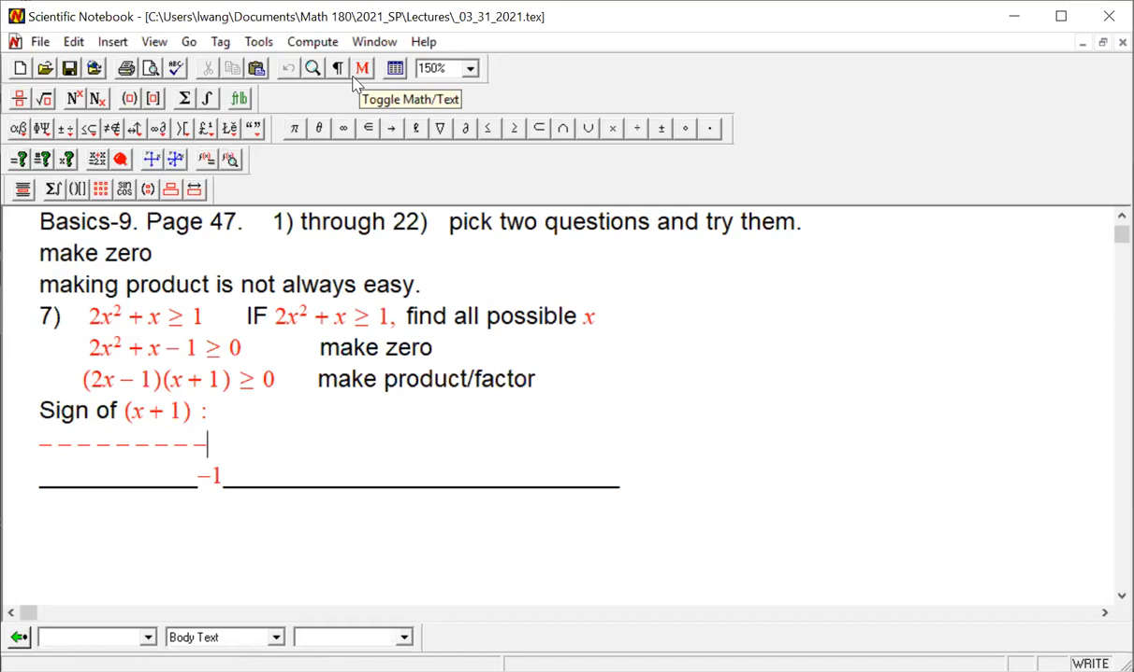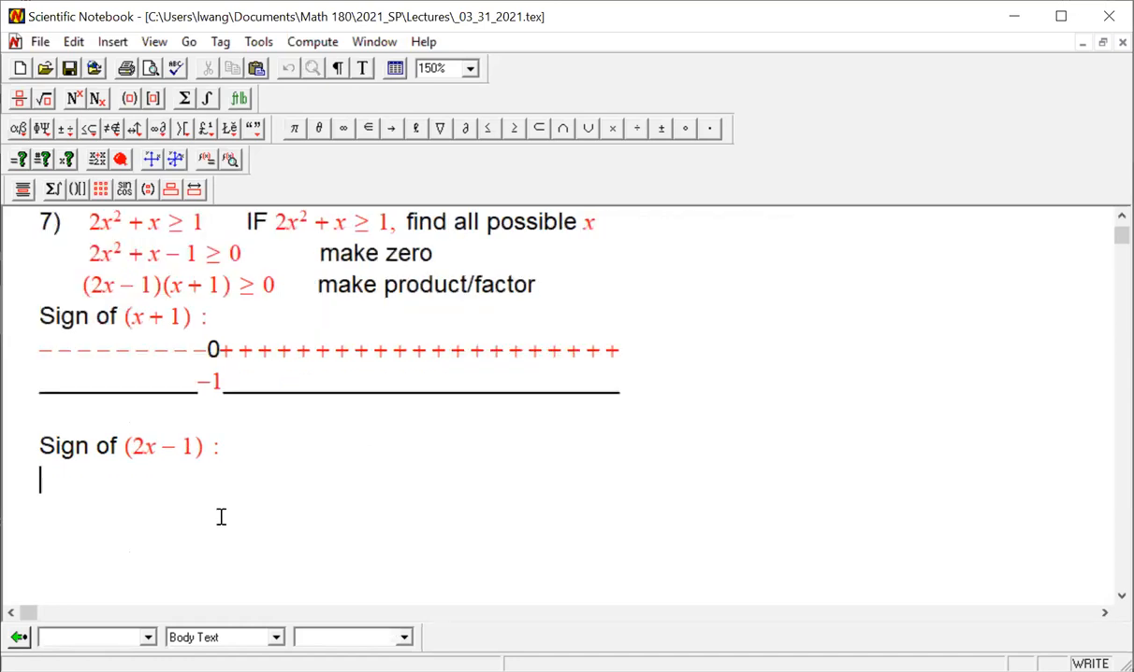When x equals -1, what will be the sign of x plus 1? Neutral, 0. When we pick numbers larger than -1, what will be the sign of x plus 1? Is my question clear? Positive. So we go through the drill. Now let's look at 2x minus 1. We look at the sign of 2x minus 1.